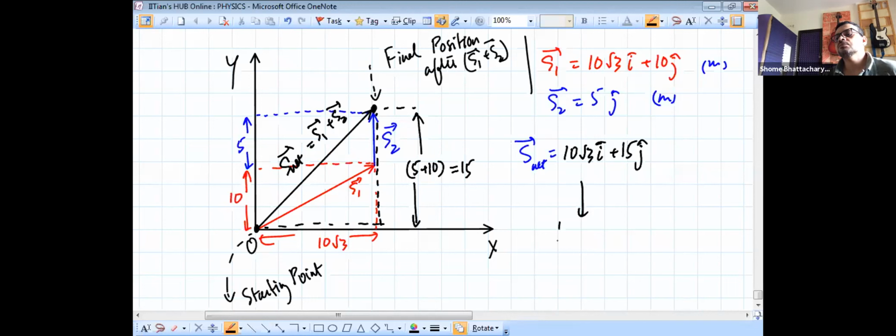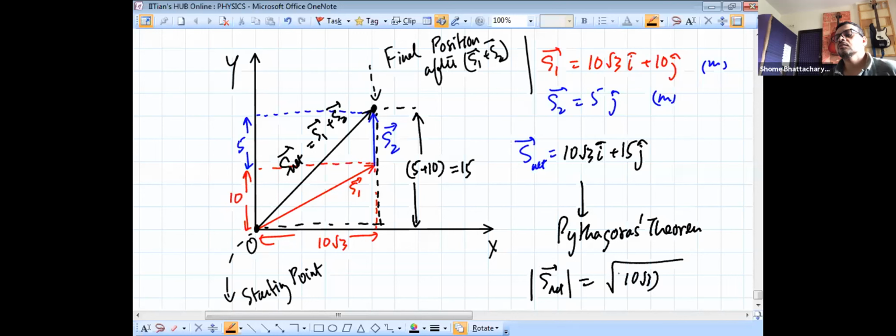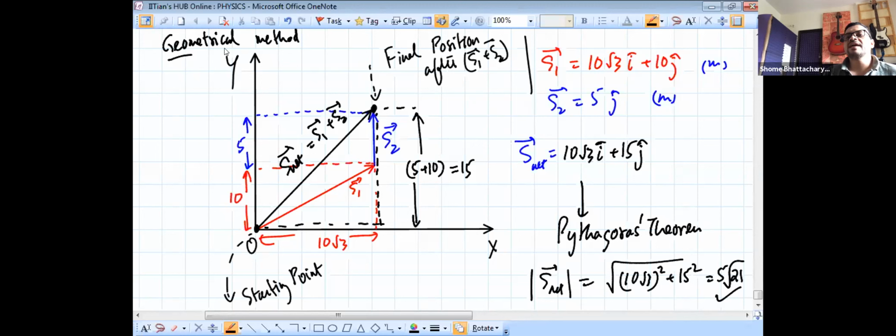And therefore by Pythagoras theorem, the magnitude of the net displacement is the length of this hypotenuse. So in this triangle, how much is the hypotenuse? It is square root of base square plus perpendicular square. So that will come out to be your 5 root 21. So that justifies the answer that we got here. So this is the geometrical method by which we have understood the magnitude of the net displacement. It's coming out to be this.